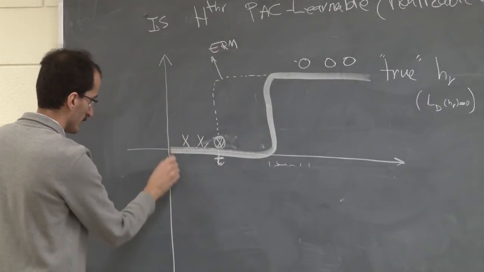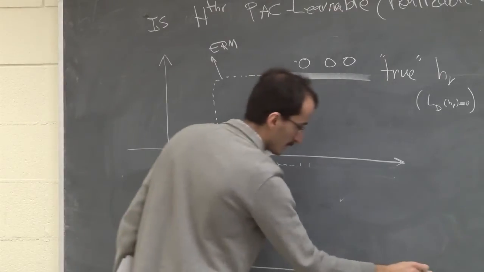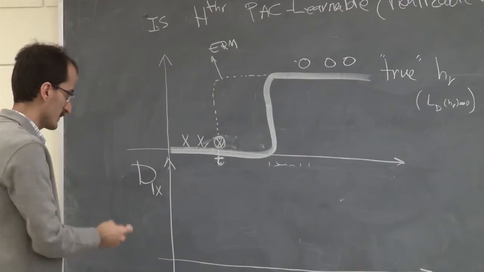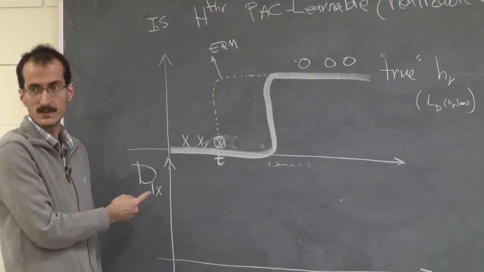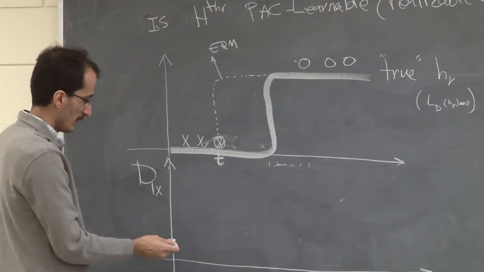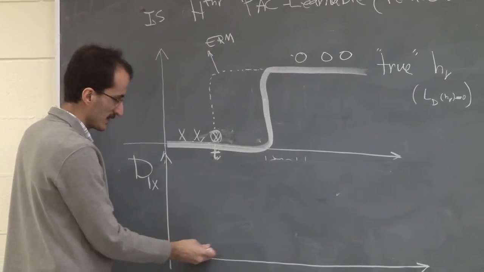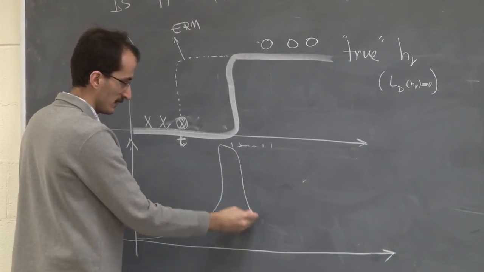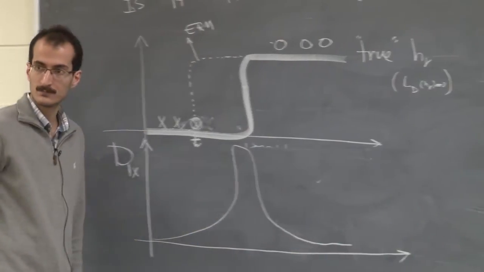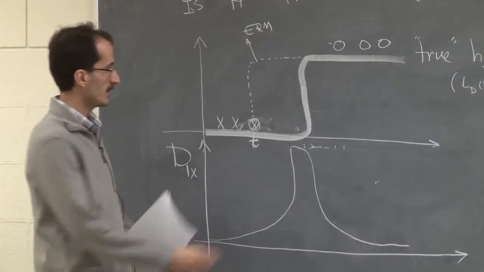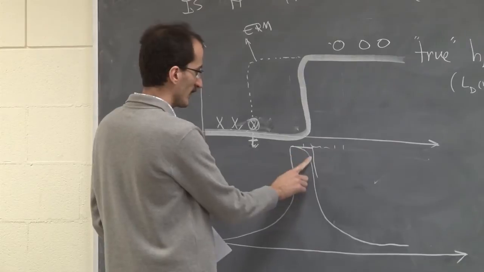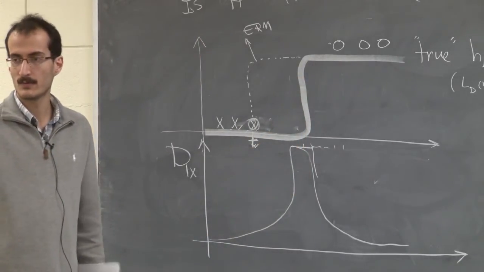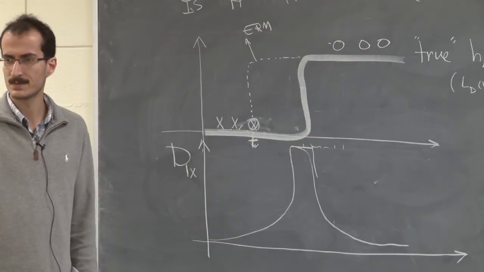I draw another. That's D of x, the distribution over the domain, the marginalized distribution over the domain. I think you are suggesting something that is highly peaked here, right? This is hard to find. The good threshold could be hard, or do you have other suggestions?